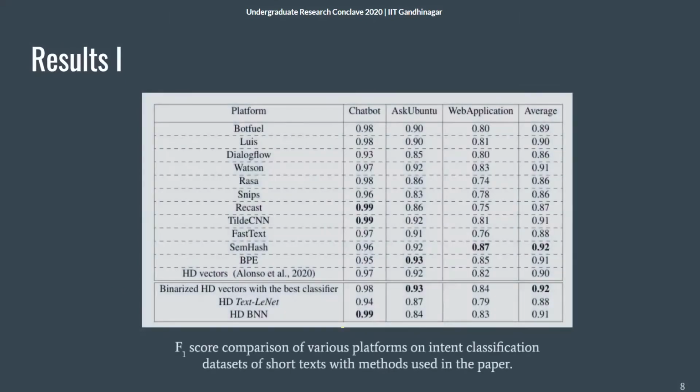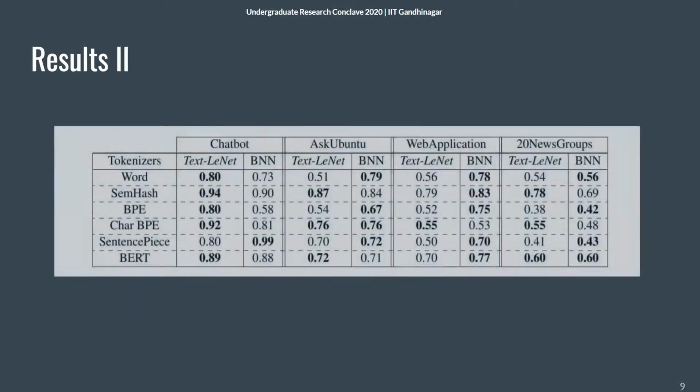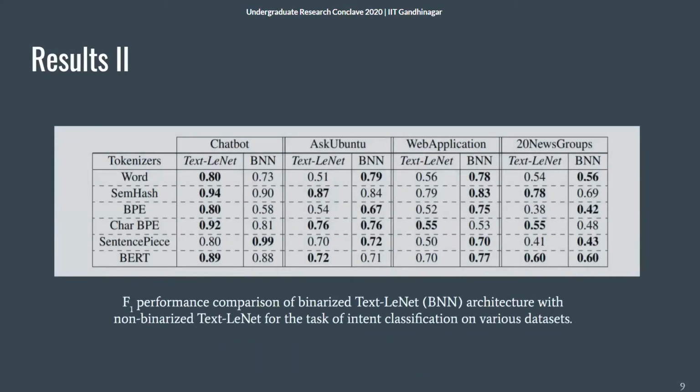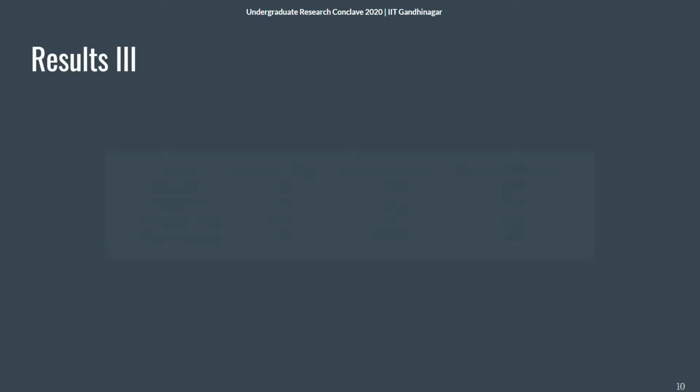Now coming to the results. If we compare the results of other platforms to our binarized architecture, we see that we achieve near the state of the art compared to other platforms. And we can thus show that our method performs equally well compared to other platforms. Now coming to the comparison of the normal BNN architecture with the fully binarized architecture, we can see that most of the times the fully binarized architecture achieves greater F1 scores for most of the datasets as compared to the non-binarized version of the architectures.